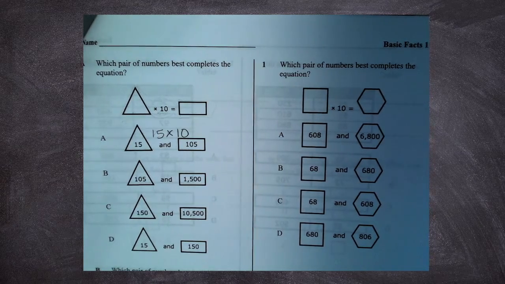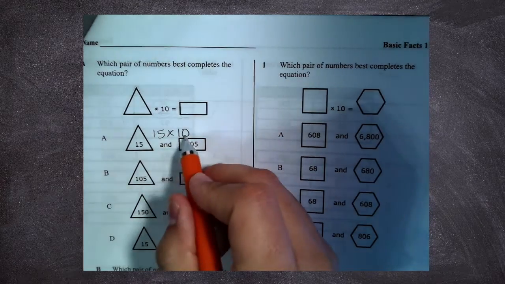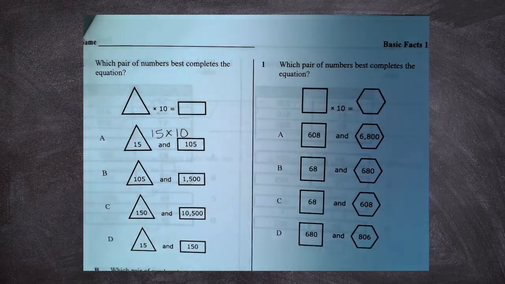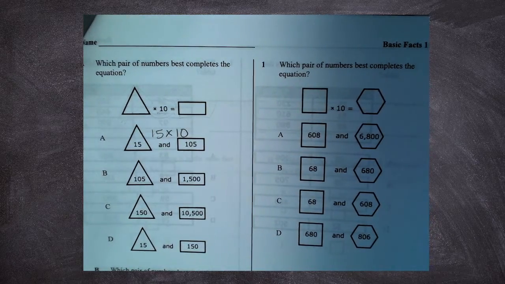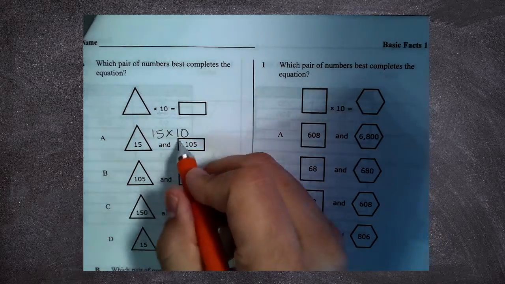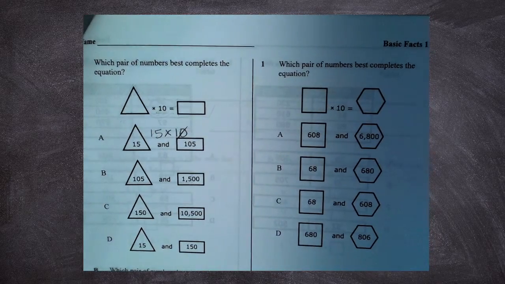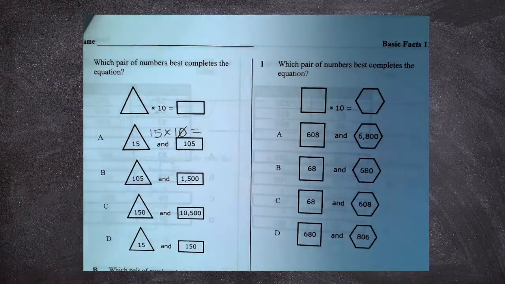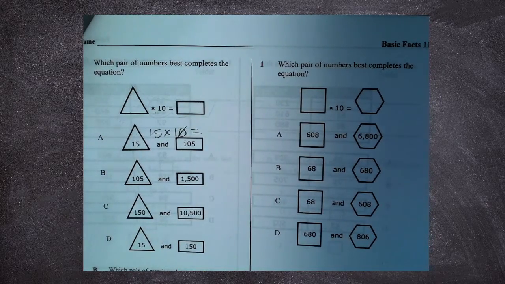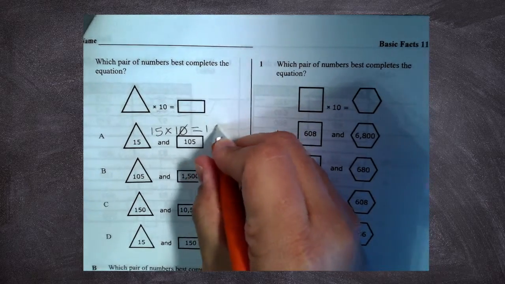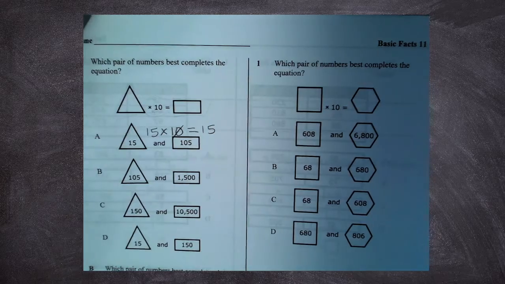We were practicing some of these earlier. The 10 has how many zeros that I can take away? Chase, how many zeros can I take away from the 10? Just one. And then I just have 15 times 1. Chase, what's 15 times 1? 15. Anything times 1 is going to stay the same.